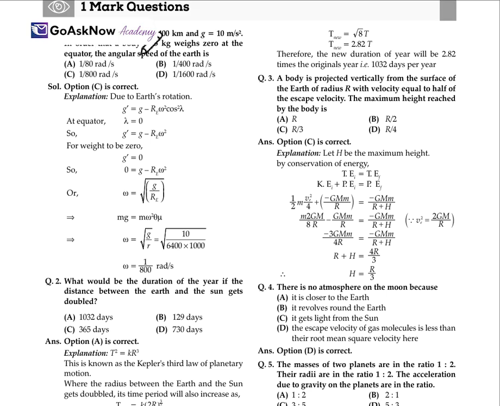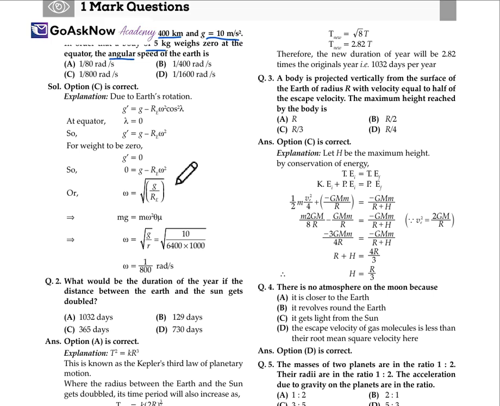First, the radius of the earth is 6400 kilometers, and g is 10 meters per second square. In order that a body of 5 kg has zero weight at the equator, the angular speed of the earth should be? Due to the earth's rotation, we know that g dash is equal to g minus Re omega square cos square lambda. We have studied the variation of gravity with height, depth, latitude and so on. For the equator, lambda will be 0, so g dash is g minus Re omega square. As the weight is to be 0, g dash will equal 0.